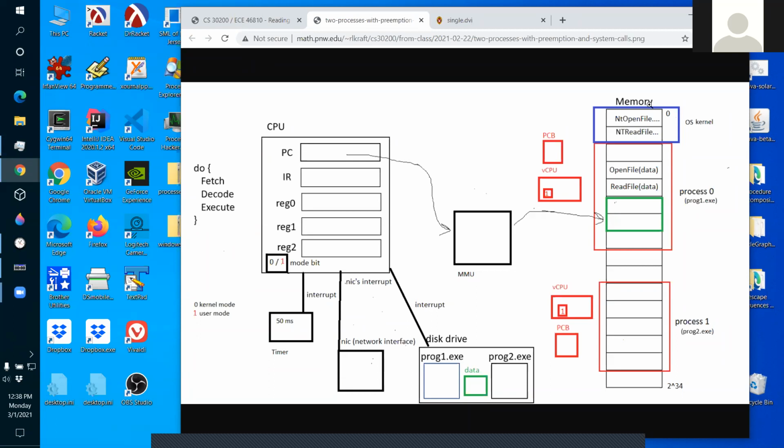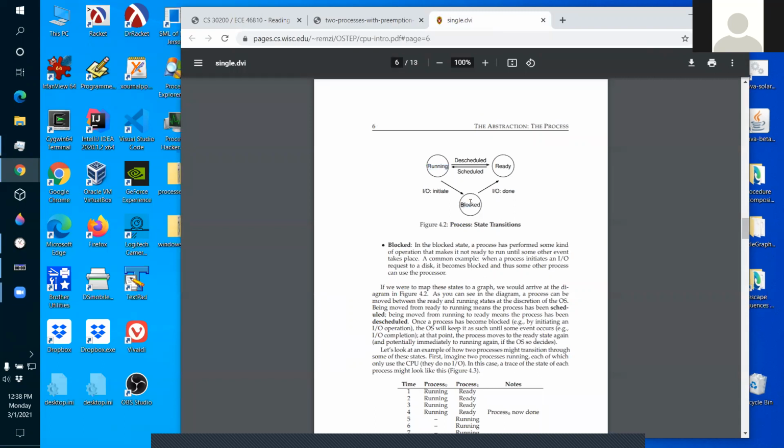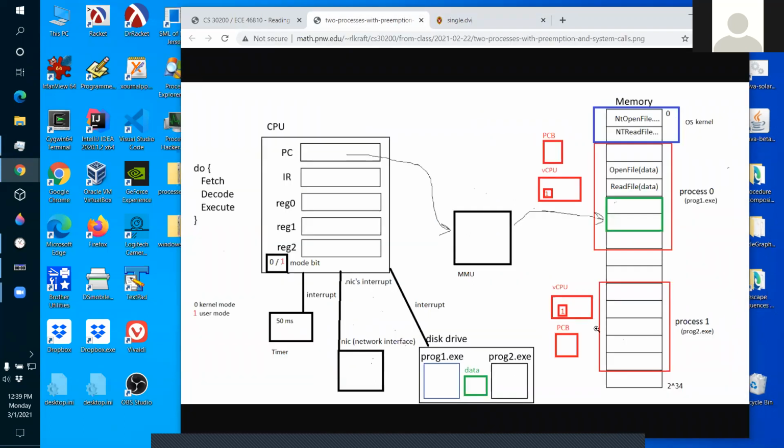So the operating system decides that since this is going to take a long time, it's going to put the process that made the request in the blocked state. It's going to take so long for this system call to take place. So the process that was running is put in the blocked state. Okay. So whoever made the system call gets put in the blocked state.